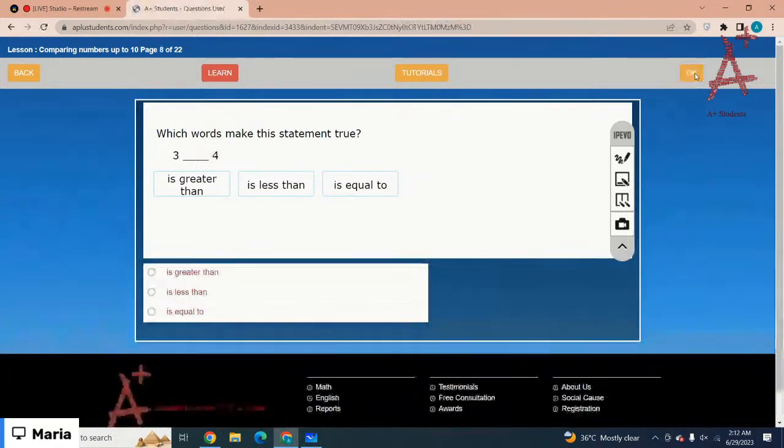Which word makes the statement true? 3 and 4. Greater, less, or equal? When counting, 3 comes before 4. That means 3 is less than 4.